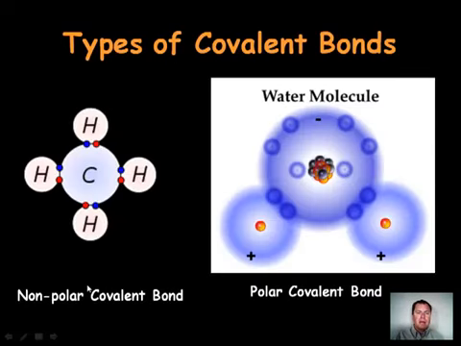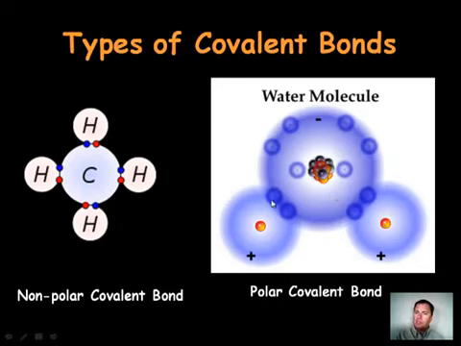The first one here is a nonpolar covalent bond. This is CH4, methane. Swamp gas, you may have heard of that. What we see is that between each carbon and hydrogen, they are nicely sharing the electrons. They share them equally, as opposed to water. Water is a great example of a polar molecule.